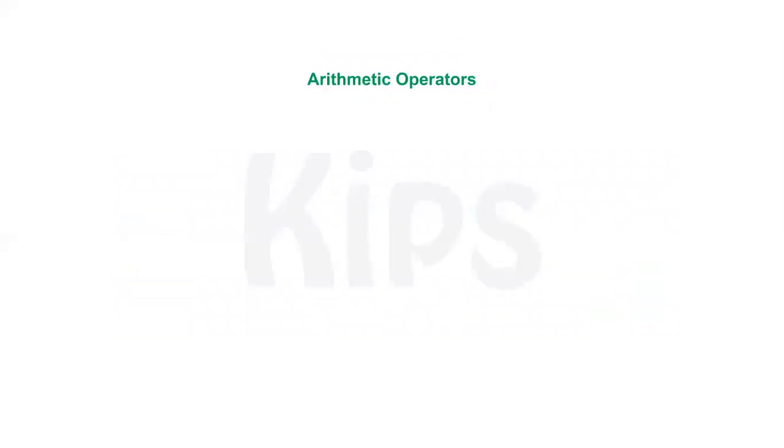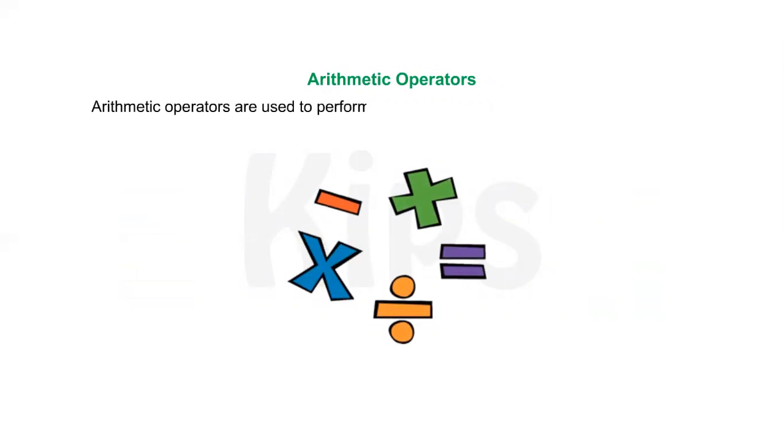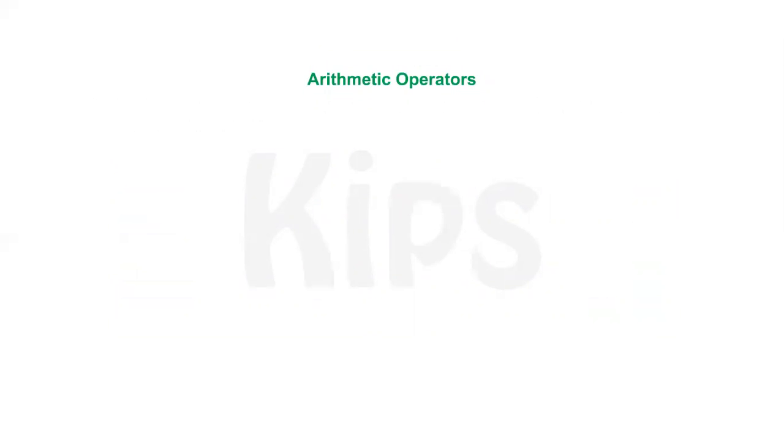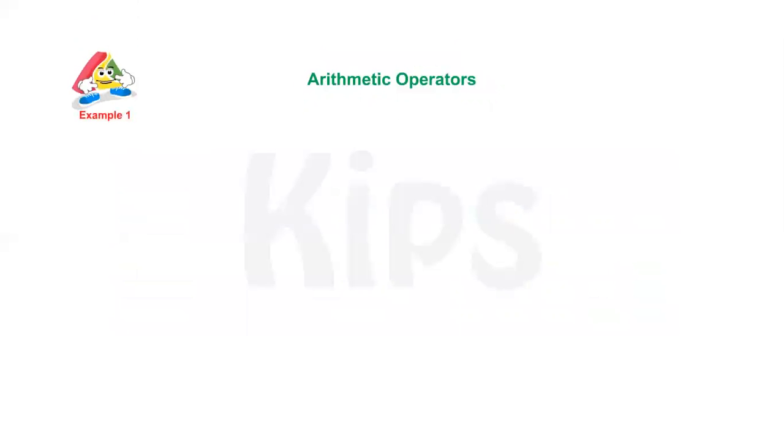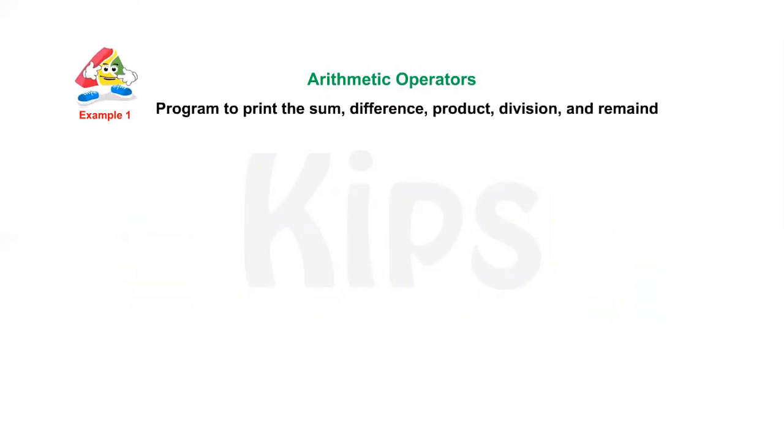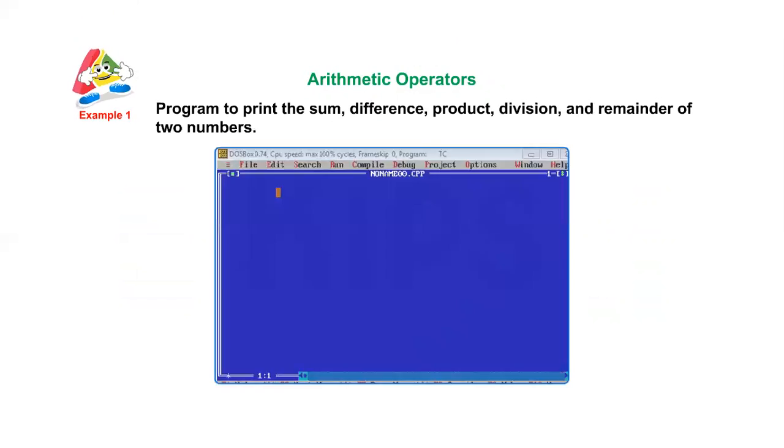Arithmetic operators. Arithmetic operators are used to perform basic arithmetical operations such as addition, subtraction, multiplication, etc. There are mainly 5 arithmetic operators used in C, which are given below. Let us understand this through an example. Example 1. Program to print the sum, difference, product, division, and remainder of two numbers.